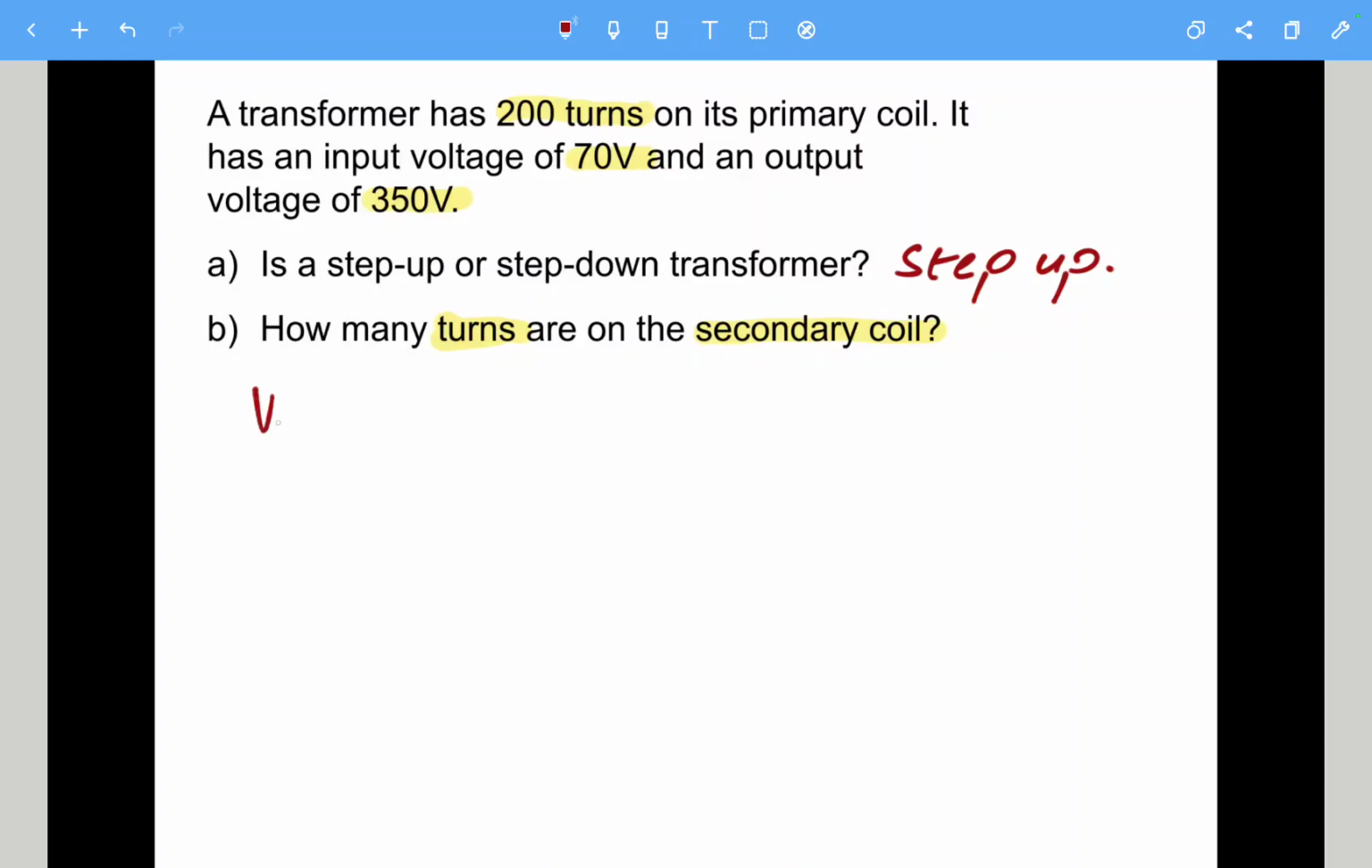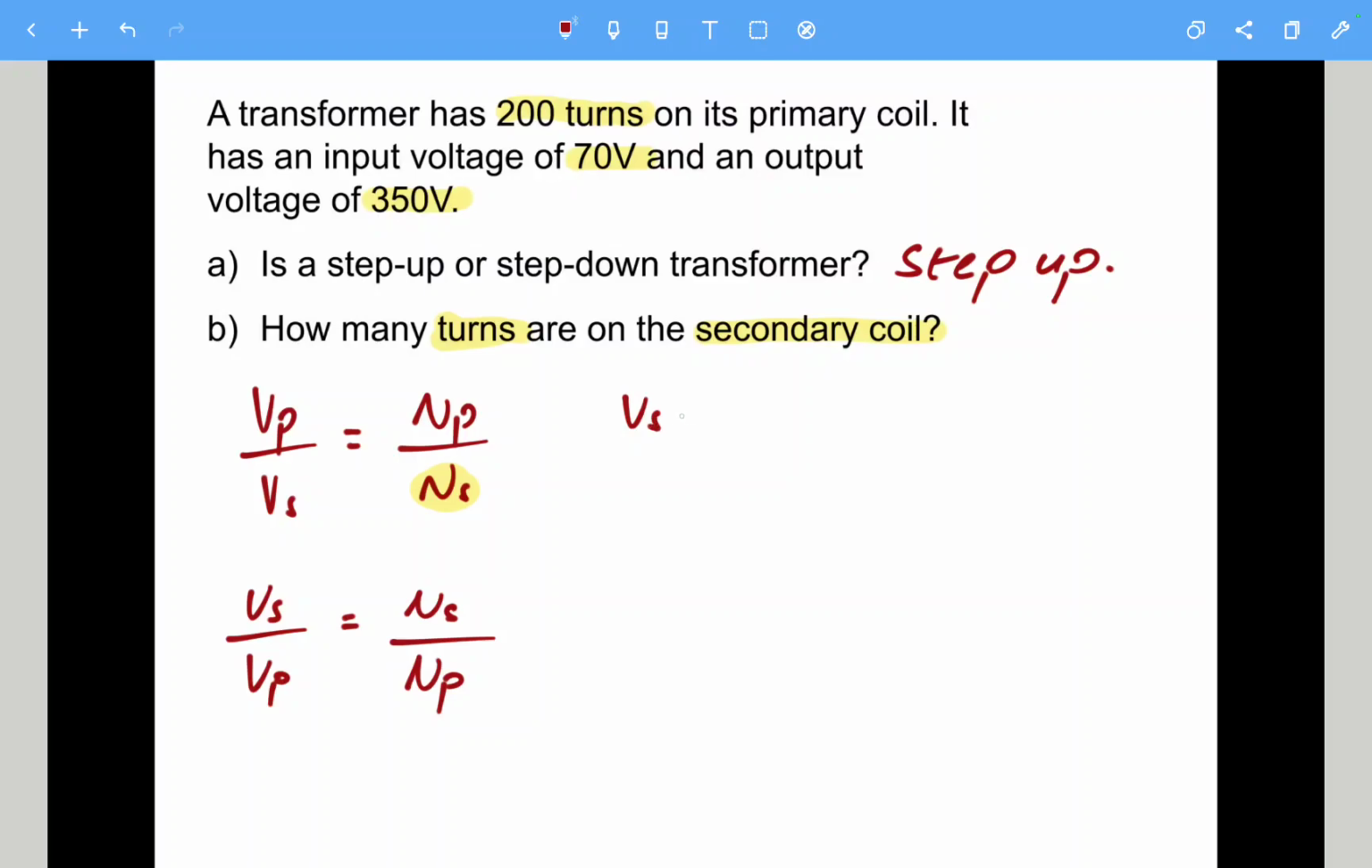Voltage primary divided by voltage secondary equals number of turns on the primary divided by number of turns on the secondary. What you need to do is to rearrange this to make number of turns on the secondary the subject of the formula. So let's flip both sides. Voltage secondary divided by voltage primary is equal to number of turns on the secondary divided by number of turns on the primary. Then same as always, we just need to get rid of the divide by Np, so we're going to times by Np on the other side.